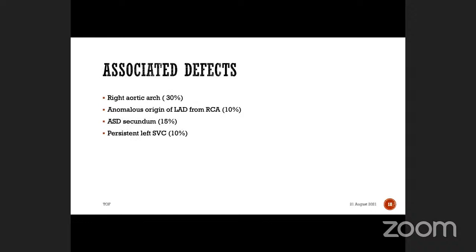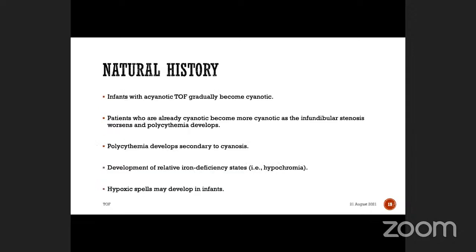It's very common to have other associated anomalies. Right aortic arch is present in 30% of them, anomalous origin of the LAD and RCA is not uncommon, 10%. Secundum ASD is 15%, and persistent left SVC is also 10%. An infant with acyanotic tetralogy gradually becomes cyanotic over time. Patients who are already cyanotic become more cyanotic as the infundibular stenosis worsens and polycythemia develops.